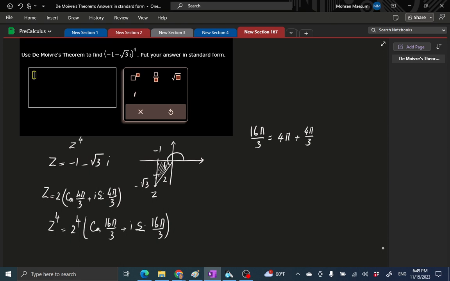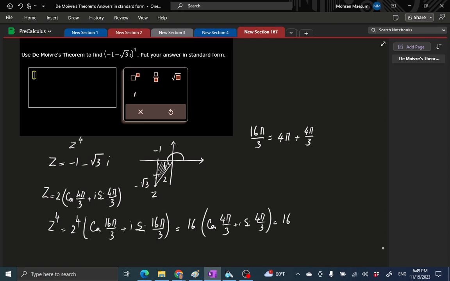Okay, to make the problem manageable between 0 and 2 pi, we separate 2 pi, 4 pi, 6 pi, or whatever it takes, until whatever angle is left is between 0 and 2 pi. Now that's going to be in our table. 2 to the power of 4 is 16. Then cosine of 4 pi over 3 plus i sine of 4 pi over 3.